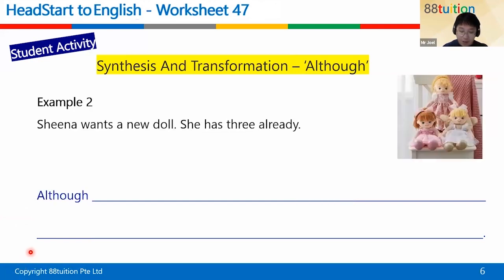Okay, so the next one here, right, is Sheena wants a new doll. All right. She has 3 already. So when we have this kind of thing happening, right, there must be a comma after that. All right. So for this one, how do we combine the sentences together? Scott, can you tell me?